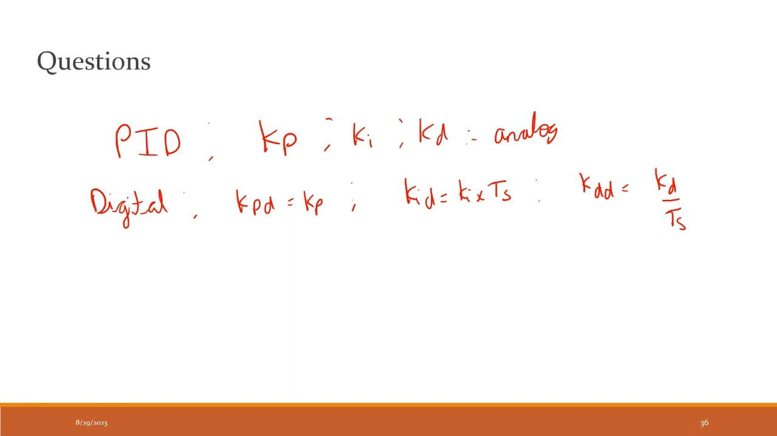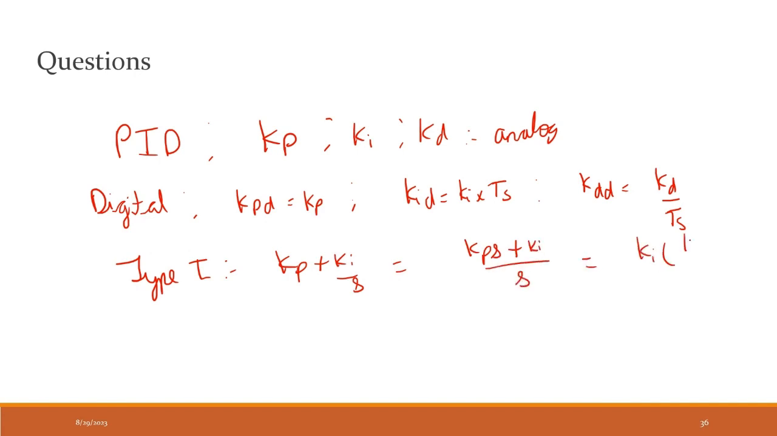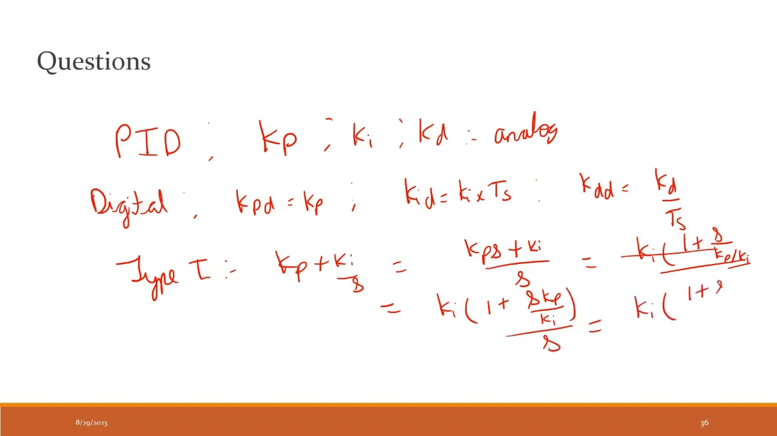Yes, a PI controller is a type 1 compensator. It is KP plus KI by S, which can be written as KI into 1 plus S upon omega Z. So it has 1 zero and 1 pole. This is a type 1 compensator.